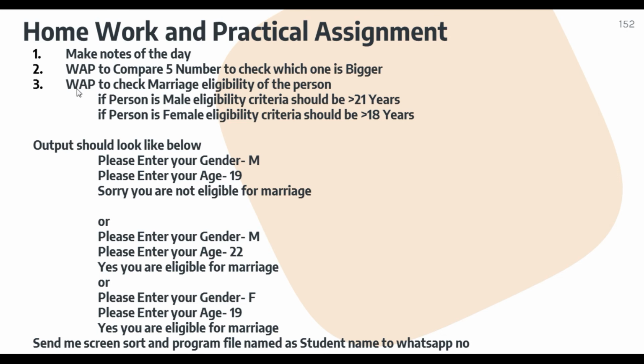The third one: write a program to check the marriage eligibility of a person. Here the rule should be: if the person is male, the eligibility criterion should be more than 21 years. If the person is female, the eligibility criterion should be more than 18 years.